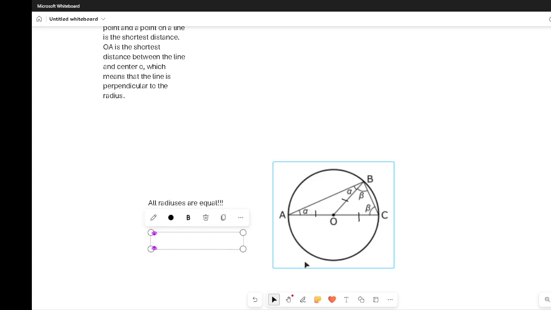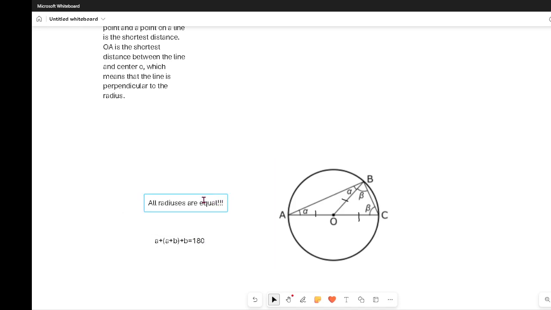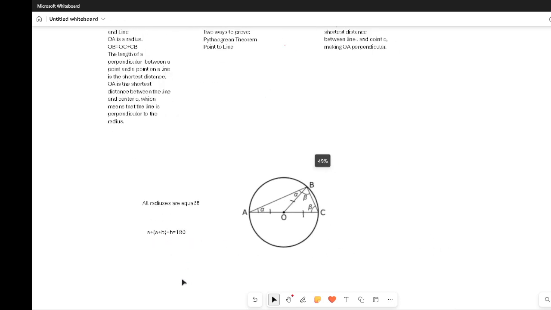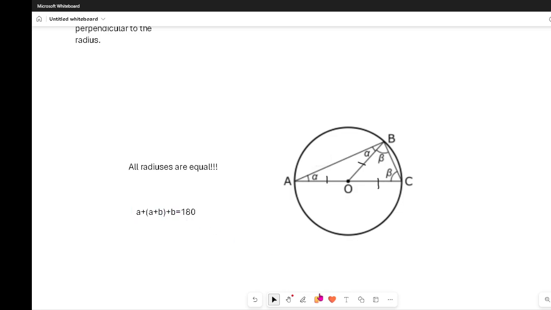So how I'm going to do it is I'm going to say alpha plus beta plus beta equals 180, because the angle sum in a triangle is always 180. And then from there, we can just add like terms. So we get 2a plus 2b equals 180. And then from there, we can rewrite it as this, equals 180.